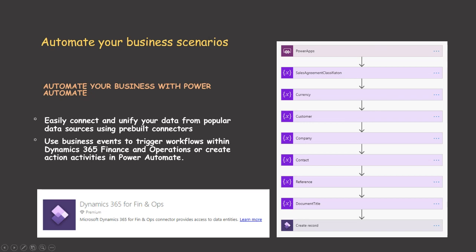That's one thing to be noted as well. It's a premium connector, and you could use it with the flows, as well as there's something called business events inside the FNO. So you can use it with the business events as well. If you have the business events, you can leverage them with the Power Automate.